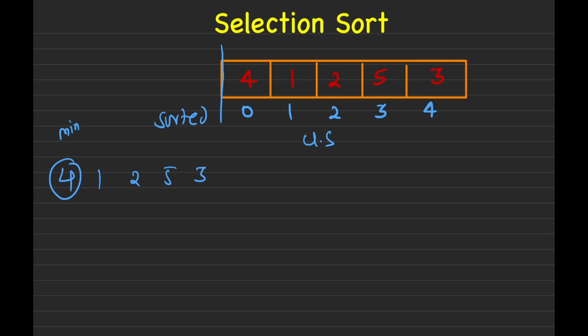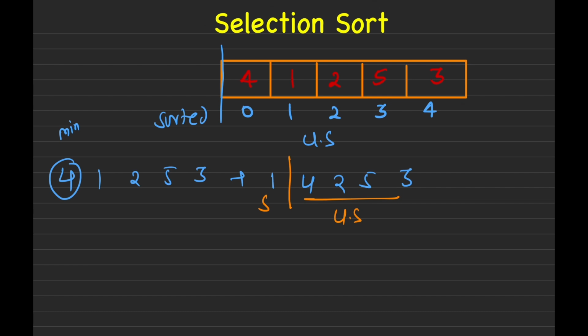Now, as we discussed, we will go through the remaining elements to the right of it and find the smallest element. Which is the smallest element to the right of this 4? It is 1, and we will bring that 1 to its correct position. So it will be 1, 4, 2, 5 and 3. Now see, our array is divided into two categories: this is the sorted part and this is the unsorted part.